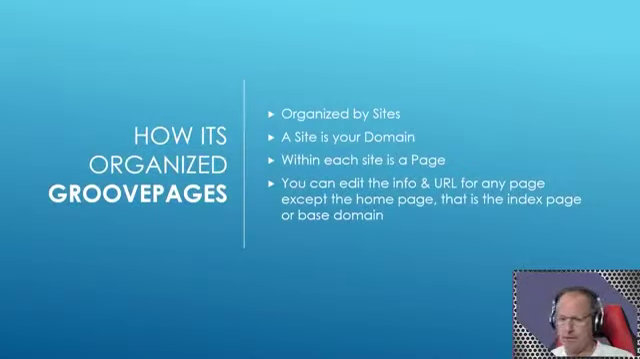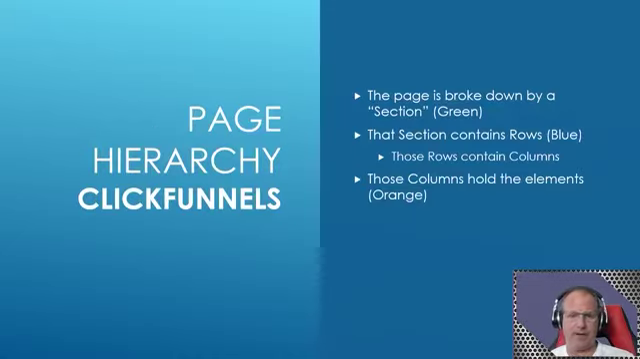So let's go back to here quick. All right, so now let's talk about the actual page hierarchy here. So in ClickFunnels, you basically have your sections, which are in green. Each section contains a row, which are in blue, and those rows sometimes can contain one or more columns. And then those columns are what actually hold the elements, and the elements are all in orange.